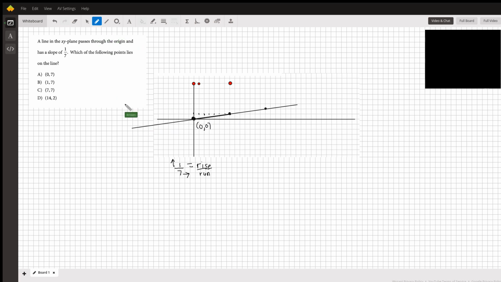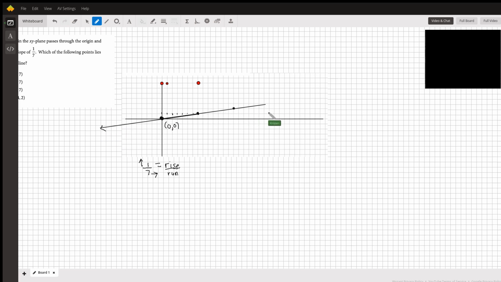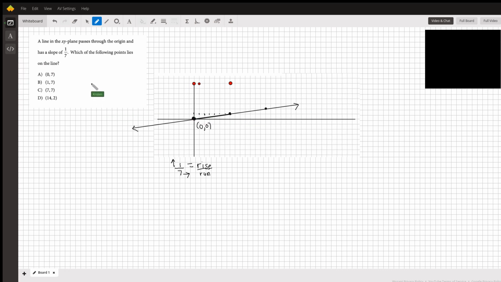Okay, so now that we've drawn our line, we can go ahead and look at the 4 options for points and figure out which one of those actually lies on our line. So 0, 7. Okay, well, that's this point right here, right? So does that point lie on the line that we've drawn? Clearly it doesn't, right?